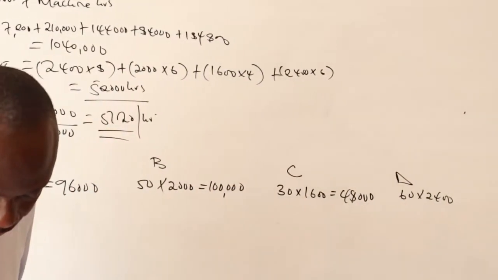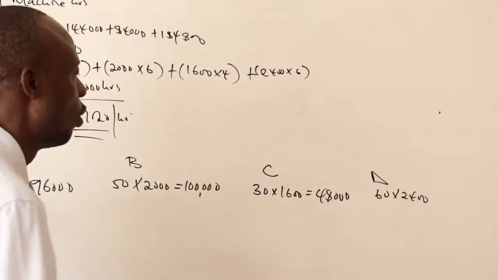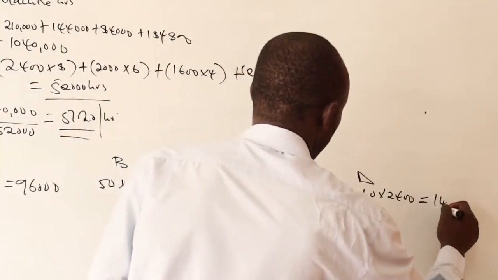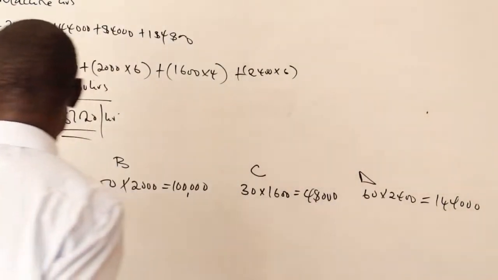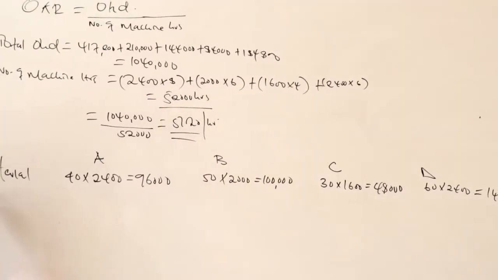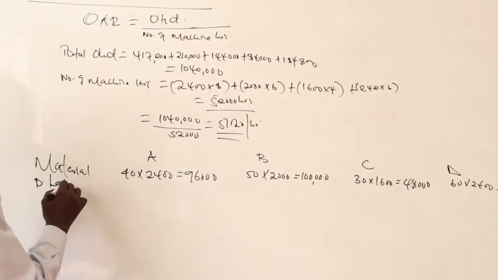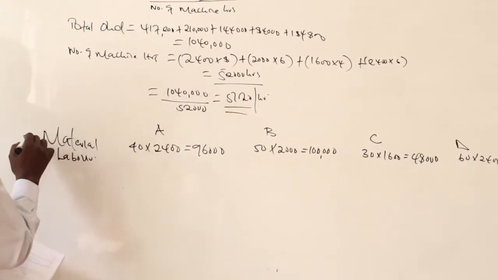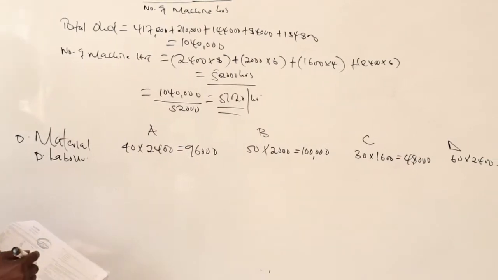D will be 144,000. So that is the material cost. Then we have direct labor, or labor cost. This is direct material, so we have labor cost there.